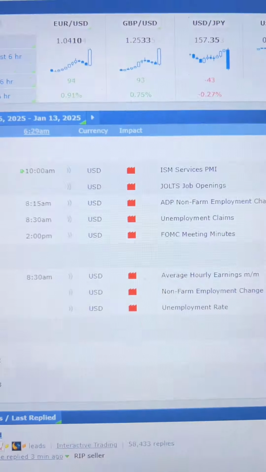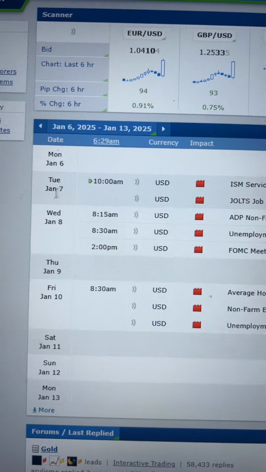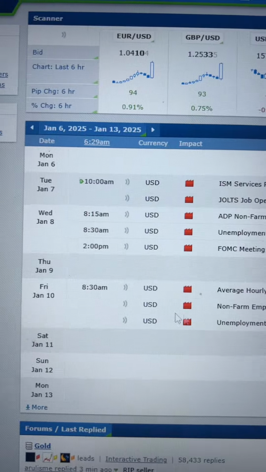Next, what I do is go onto Forex Factory and check the news. You can see it's a no news Monday, so I don't expect much from price today. Tuesday we have news, Wednesday and Friday we have NFP. All news really tells me is the potential for price movement.